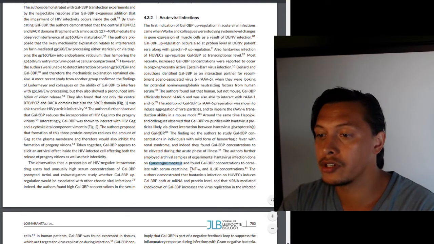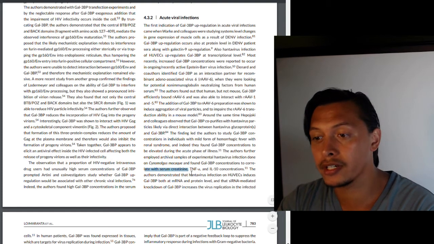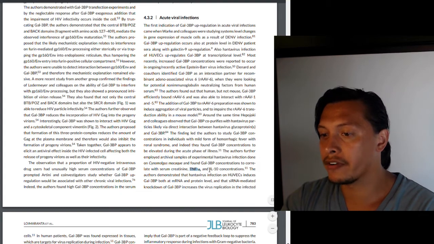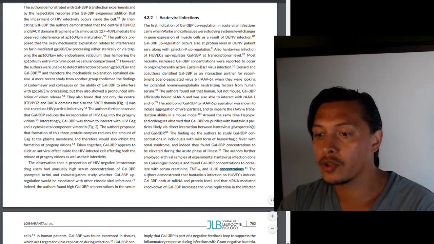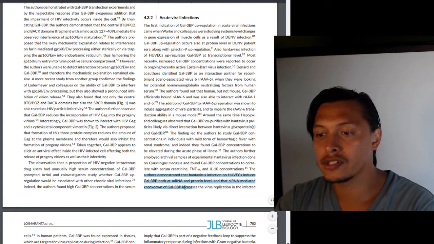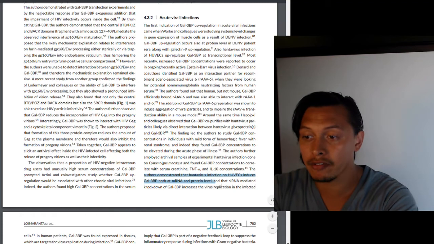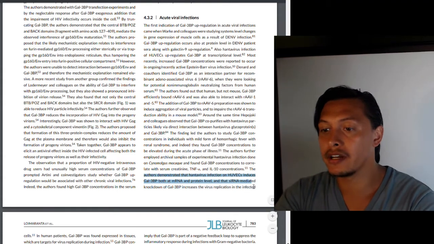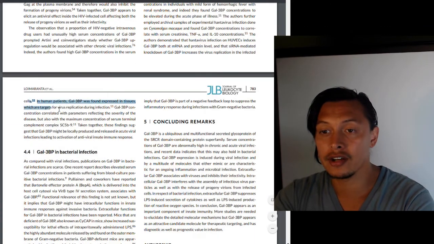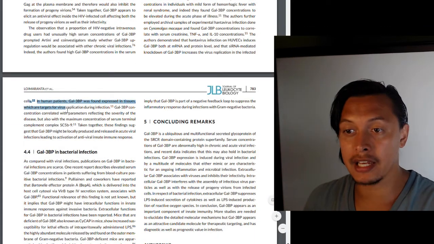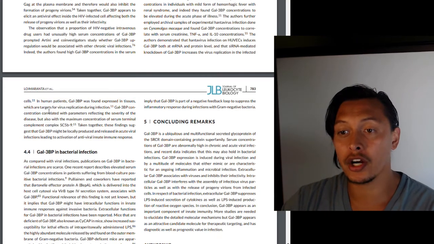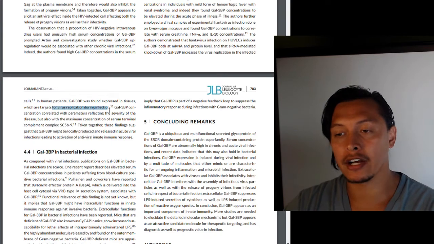So the authors further employed archival samples of experimental hantavirus infection done on macaques and found Galectin-3 binding protein concentrations to correlate with serum creatinine, tumor necrosis factor alpha, and interleukin-10 concentrations. The authors demonstrated that hantavirus infections on HUVEC induce Gal3 both at the mRNA and protein level, and that small interfering RNA-mediated knockdowns of Galectin-3 binding protein increase the virus replication in the infected cells. And in human patients, Gal3 binding protein was found expressed in tissues which are targets for virus replication during infection.